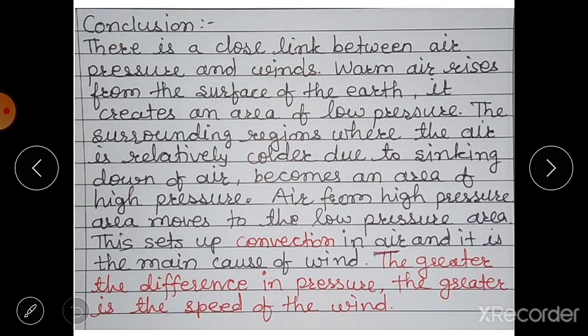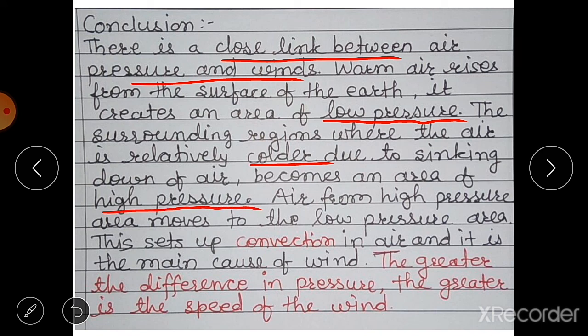See, there is a close link between the air pressure and the winds. Warm air rises from the surface of the earth. It creates an area of low pressure. Means warm air creates low pressure. The surrounding region where the air is relatively colder, due to the sinking down of air, becomes the area of high pressure. Means the region which has colder air experiences high pressure.